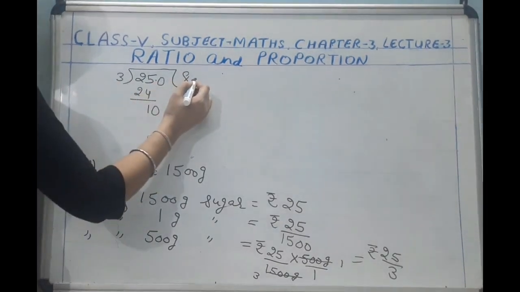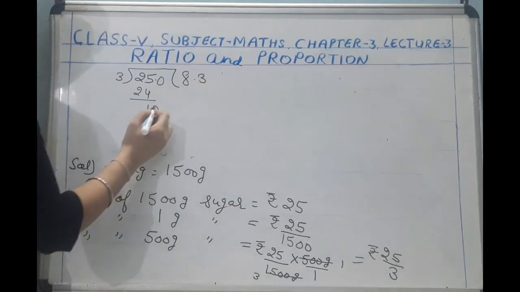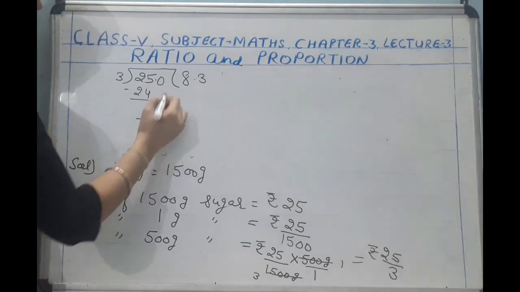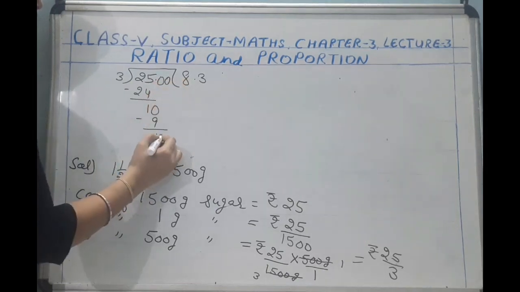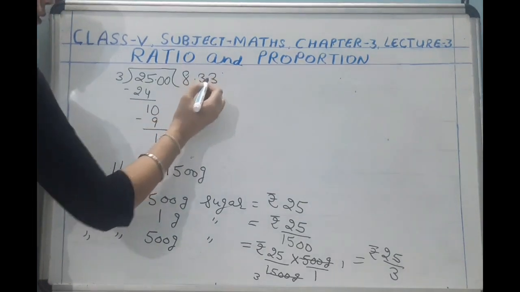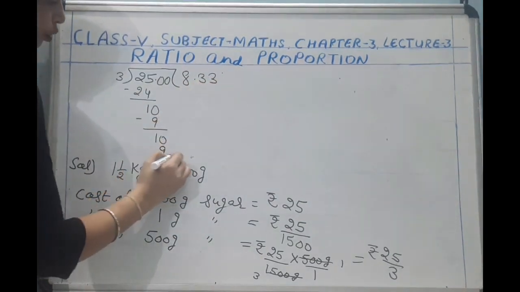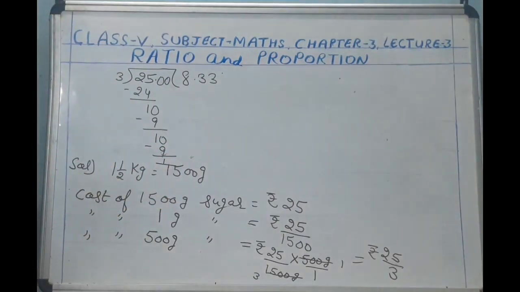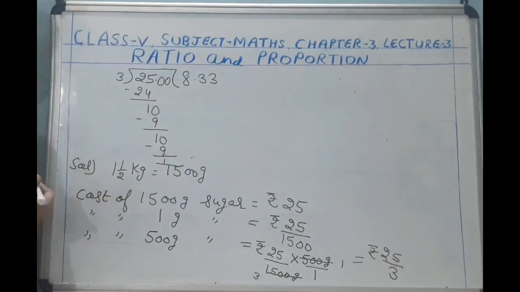Now 3 3s are 9. 10 minus 9 is 1. Take one more 0 because if we are getting remainder, so we will find out the answer up to 2 places of decimal. 3 3s are 9. Again 1 is left.